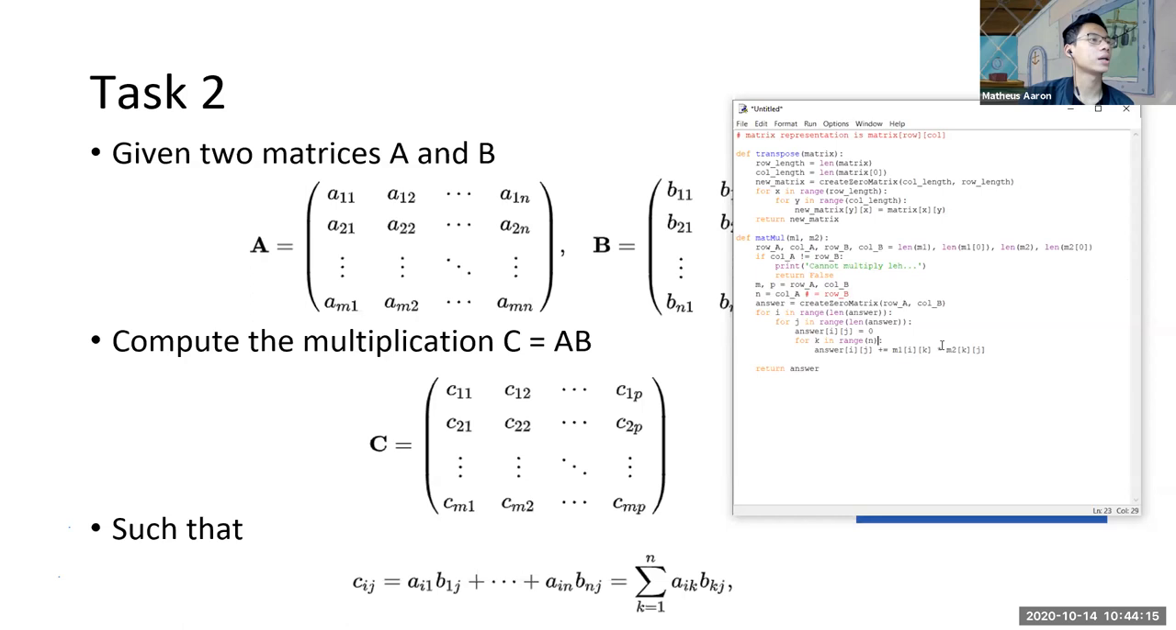This one can also be represented as a list comprehension, which you can do something like for k in range, and this also works.